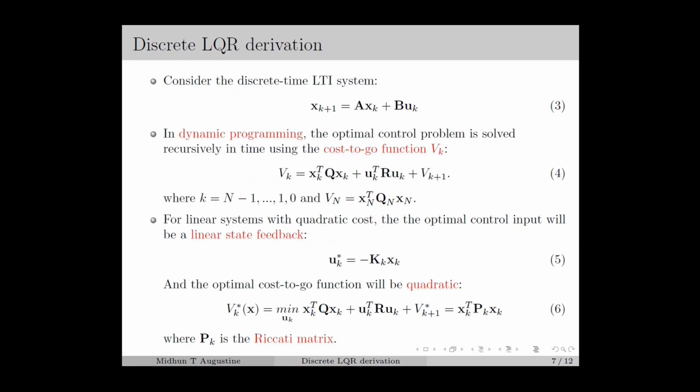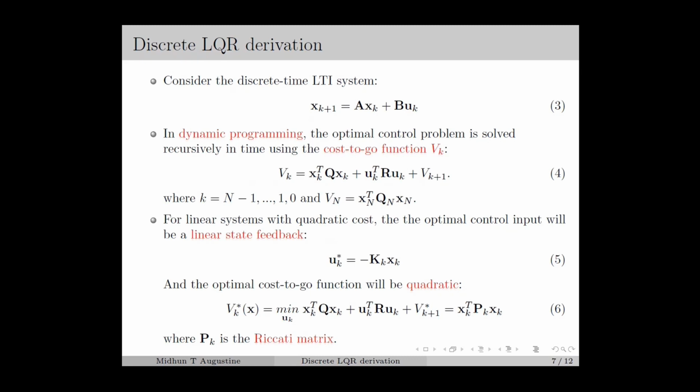Here we consider the derivation for a linear time invariant system as given in equation number 3, and the same derivation can be applied for time varying cases as well, by replacing A with A_k and B with B_k. Now similar to the continuous LQR, here also we use the cost to go function for computing the control input, and in the discrete time case, we define the cost to go function V_k as in equation number 4. Here V_k is the cost accumulated from the kth instant till the end of the time horizon.